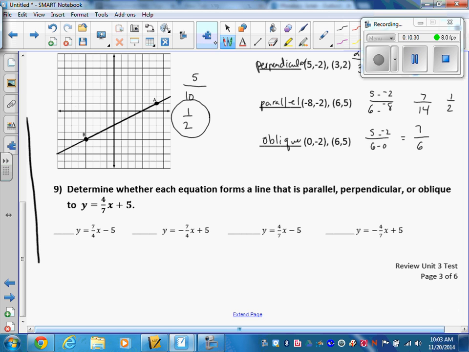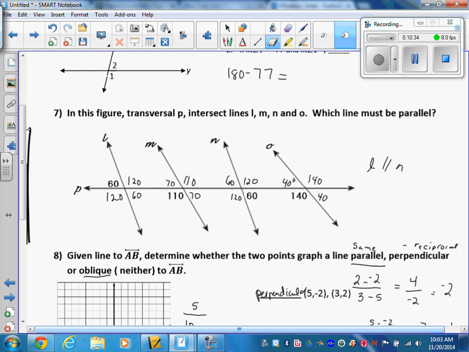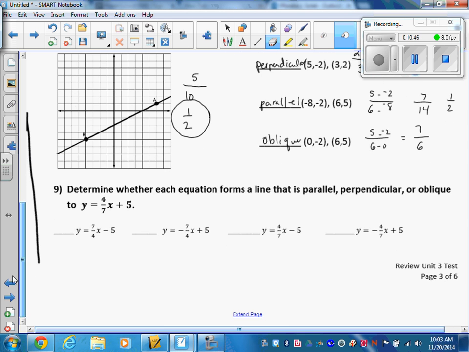Okay, number 9. In number 9, we're supposed to determine whether each forms a parallel, perpendicular, or oblique line. So 4/7 is the slope. So we looked at the graph. Now we're looking at an equation. You need to be able to put this in a slope format, y equals mx plus b. So the slope here is 4/7.